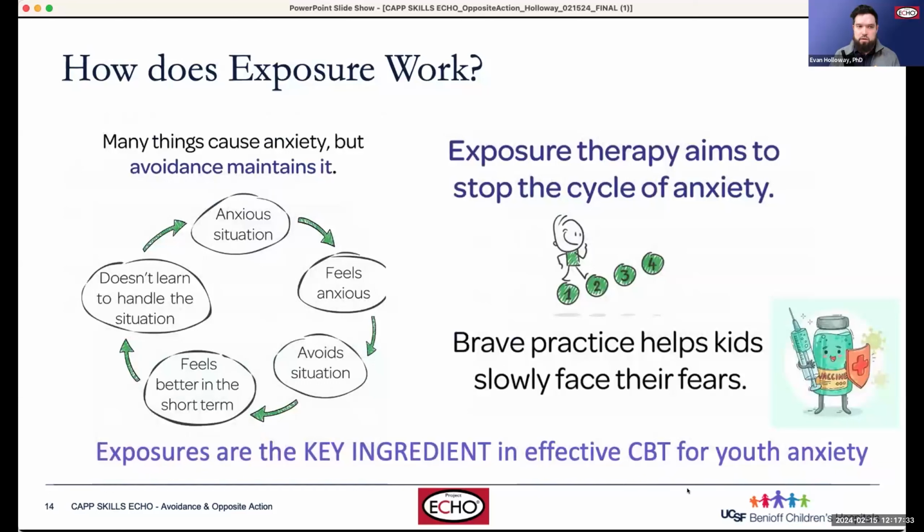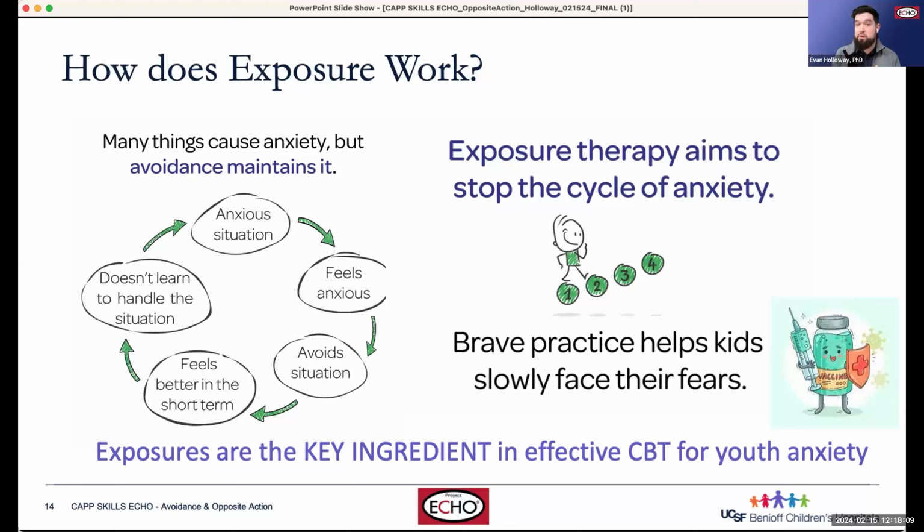So how does exposure work? Many things can cause anxiety, right? But avoidance maintains that. On the left, we have an anxious situation. We start to feel anxious. Then we might avoid that situation, like my taxes. I feel better in the short term, but my taxes don't get done, right? And I didn't actually figure out what that 1098 is, and it's still waiting for me over there. So I didn't figure out what to do yet. And this is the cycle that others might be experiencing too right now on their taxes.